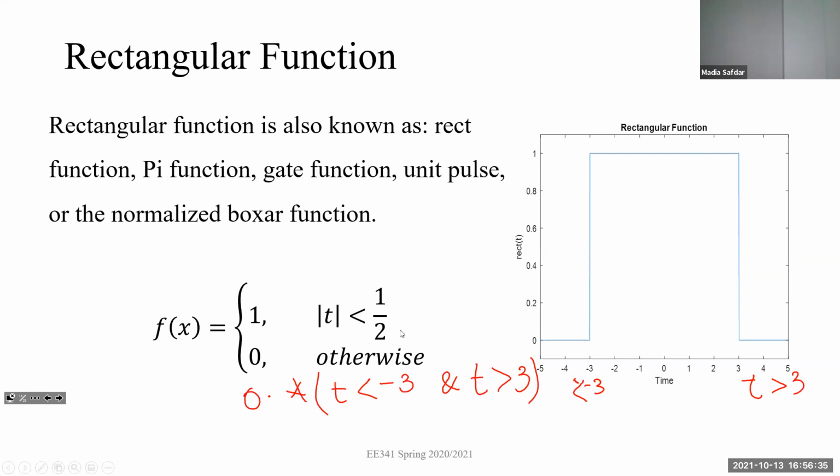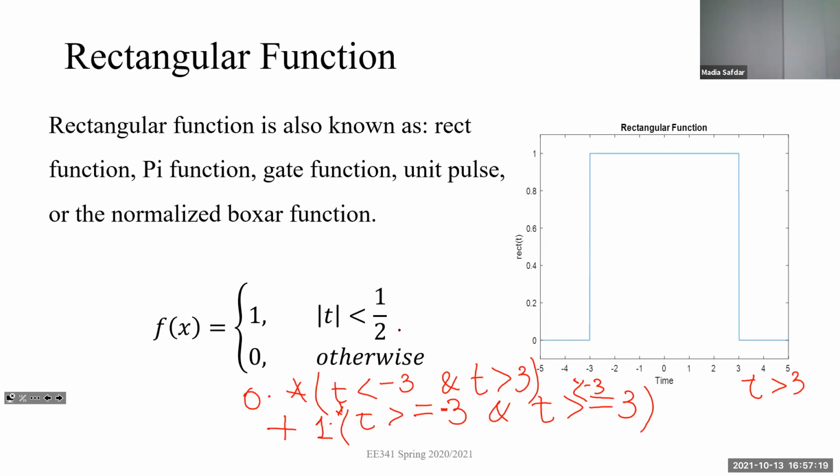Now plus 1, plus 1 for t greater than minus 3. Also at 3 it's equal also. And t greater than or equal to 3. Dot and multiply after 1. Dot and plus, dot and multiply, I forgot.